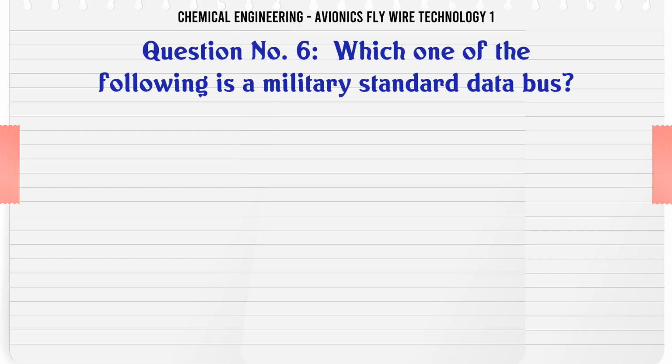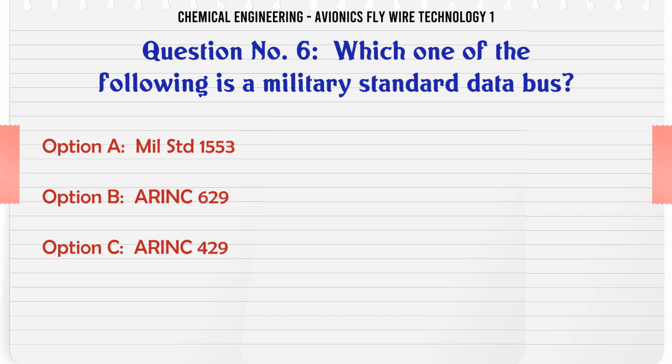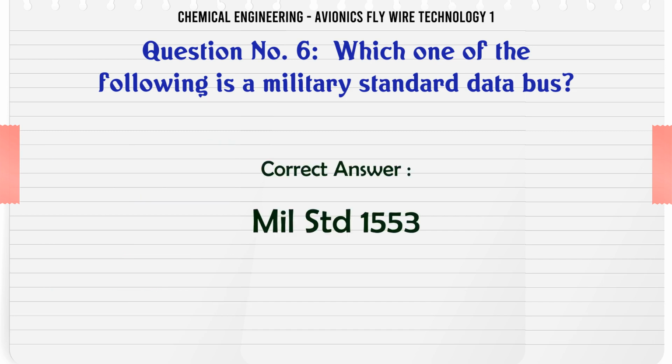Which one of the following is a military standard data bus? A. MIL STD 1553. B. ARINC 629. C. ARINC 429. D. COMAC C919. The correct answer is MIL STD 1553.